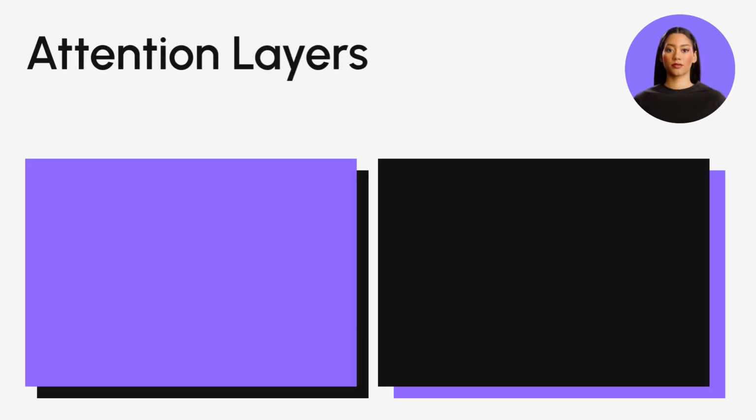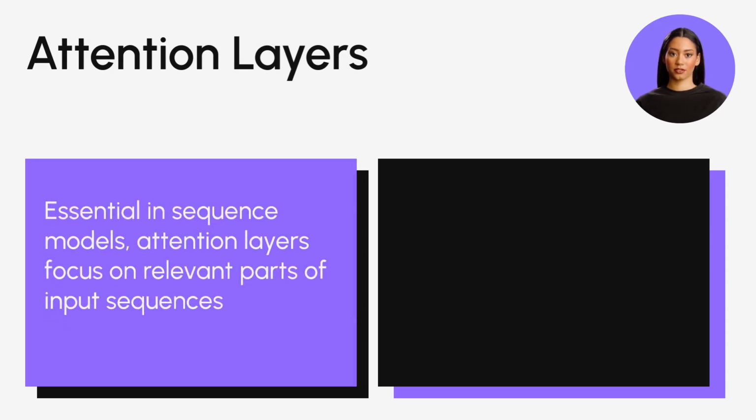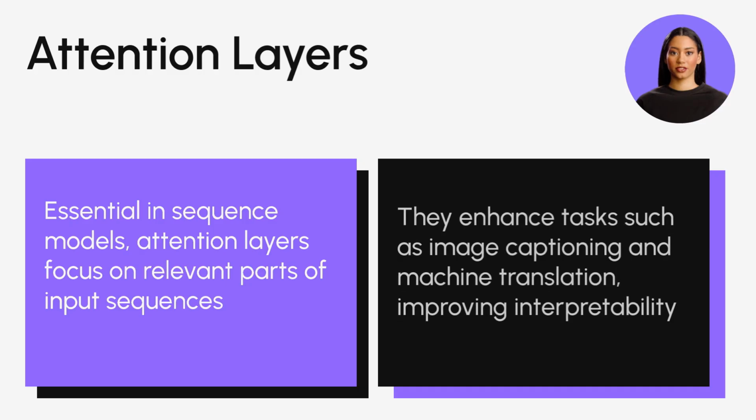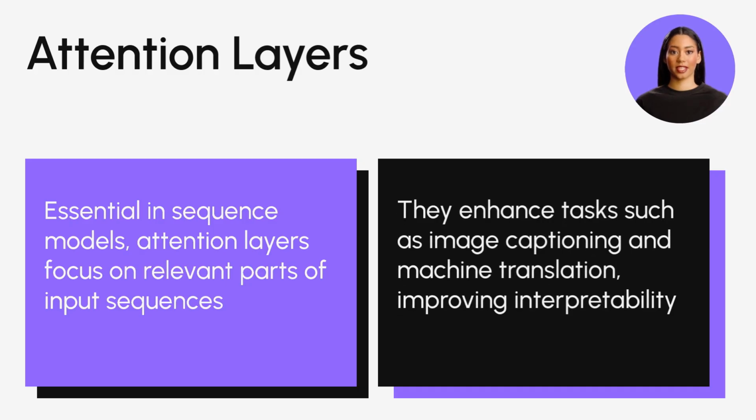Attention layers focus on relevant parts of input sequences. They are crucial in sequence-to-sequence models, used in transformer architectures for dynamic focus. Enhance tasks like image captioning and machine translation. Attention layers improve model interpretability.